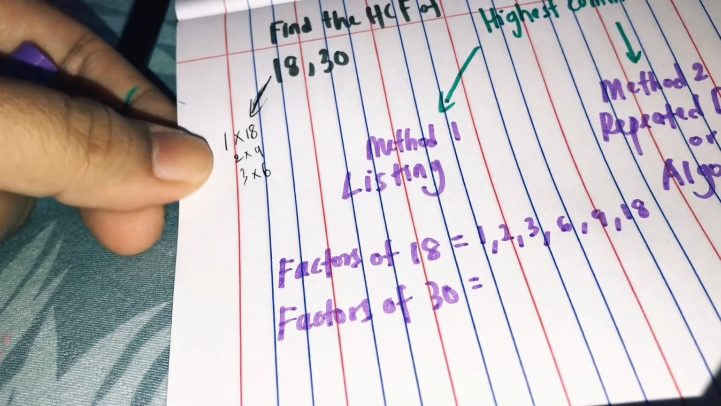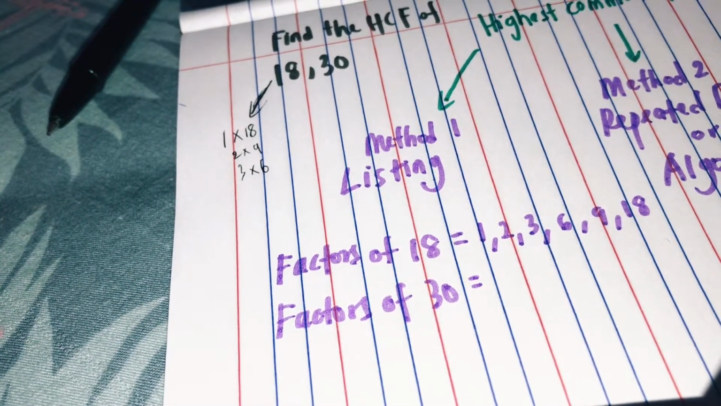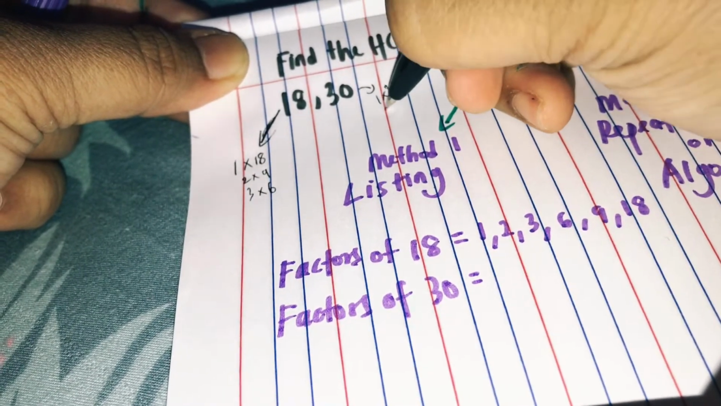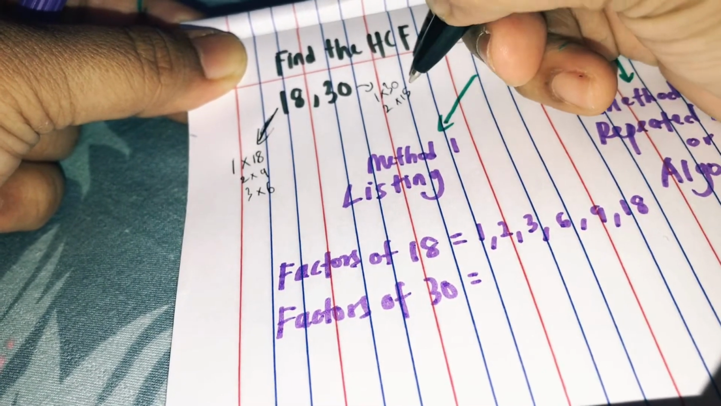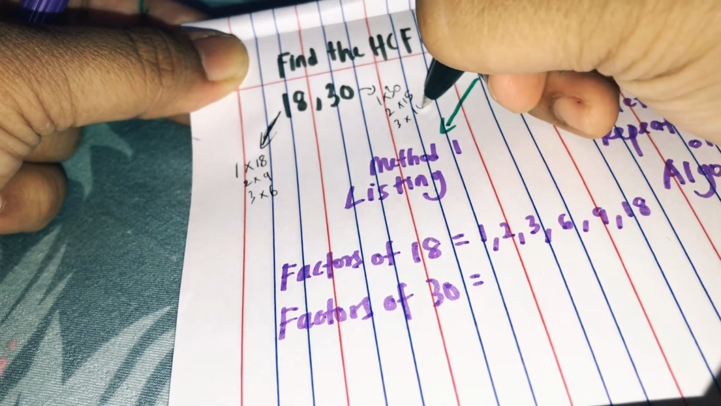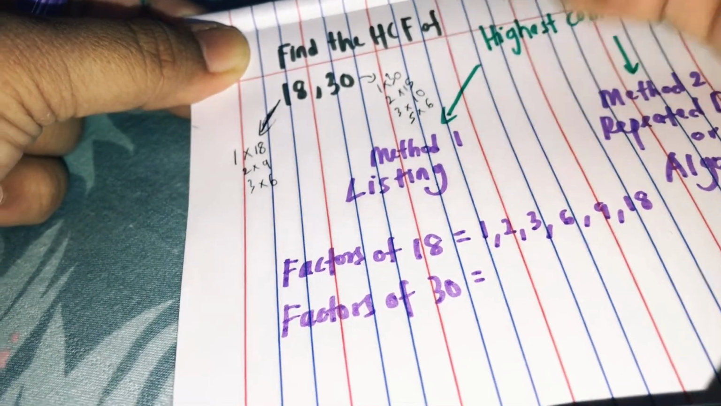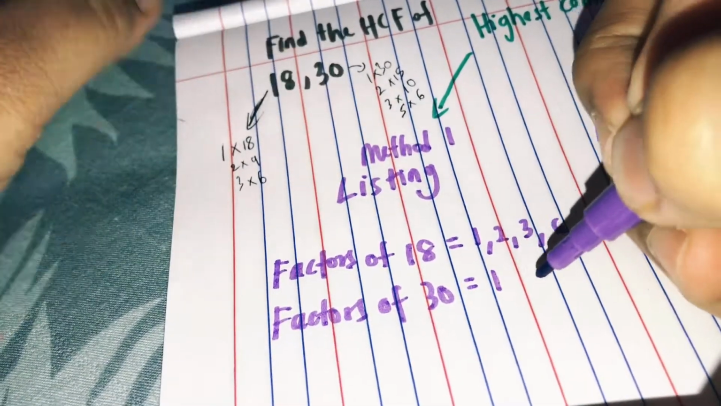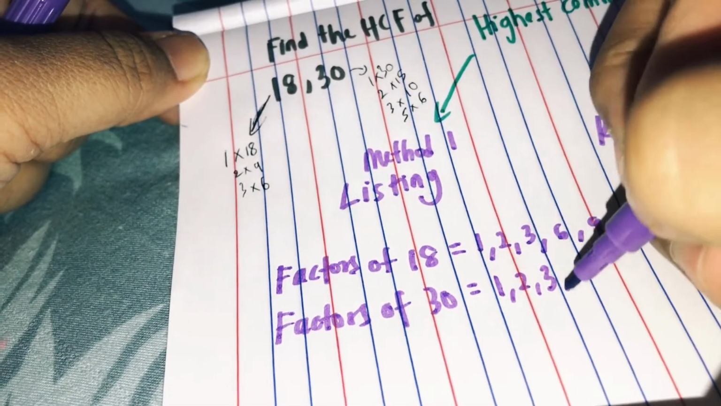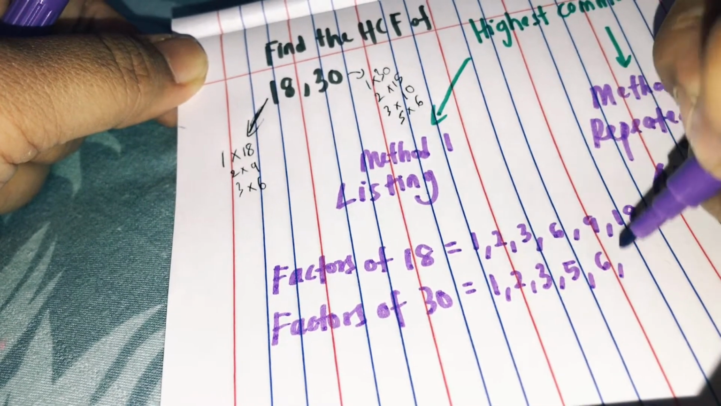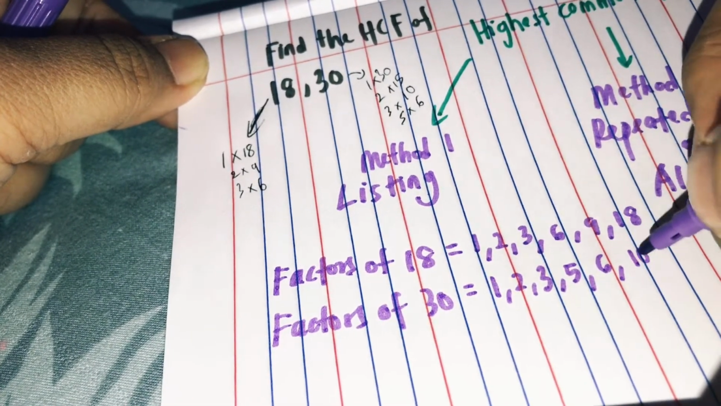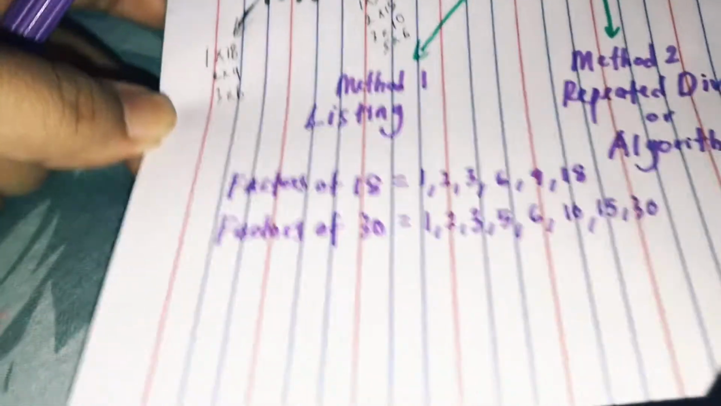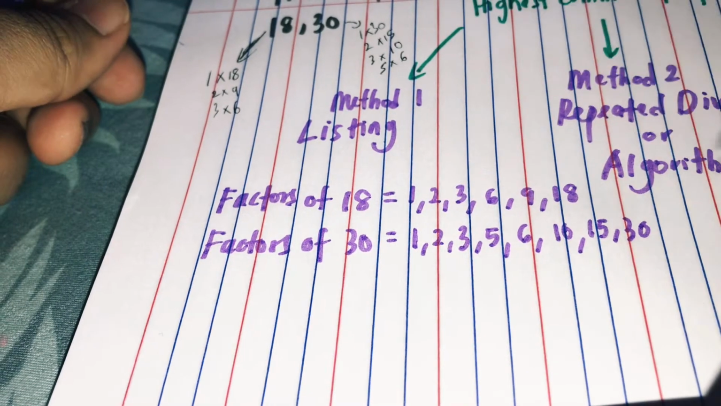And then factors of 30: 1 times 30, and then 2 times 15, 3 times 10, 5 times 6. Then list all here: 1, 2, 3, 5, 6, 10, 15, 30. Okay, you list all the factors.